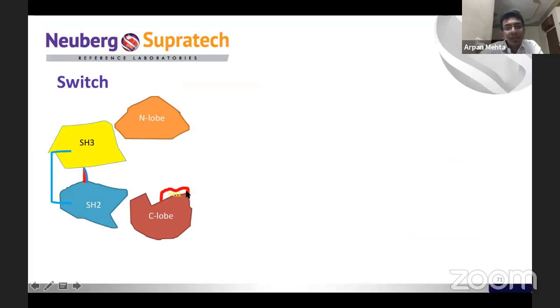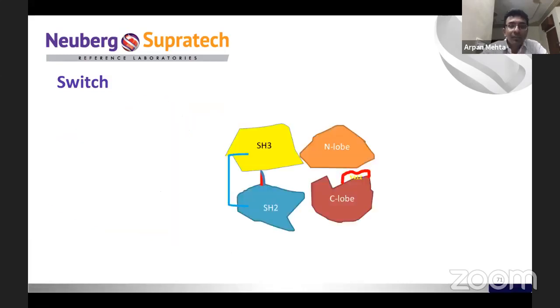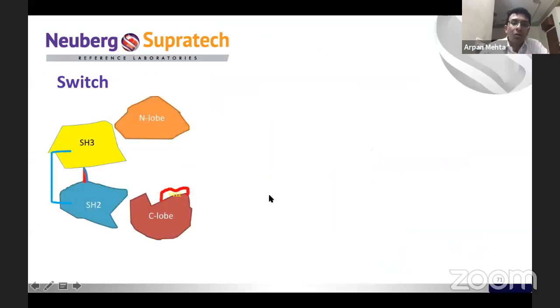Initially, in the quiescent stage, this activation loop is inwards. But when it is in the on state, it is flipped outwards, and then the specific ATP binding site substrate can cause phosphorylation of this tyrosine residue and cause subsequent proliferation of cancer cells. So this is what we call the switch. This is in the quiescent or off stage, and this is in the on stage.